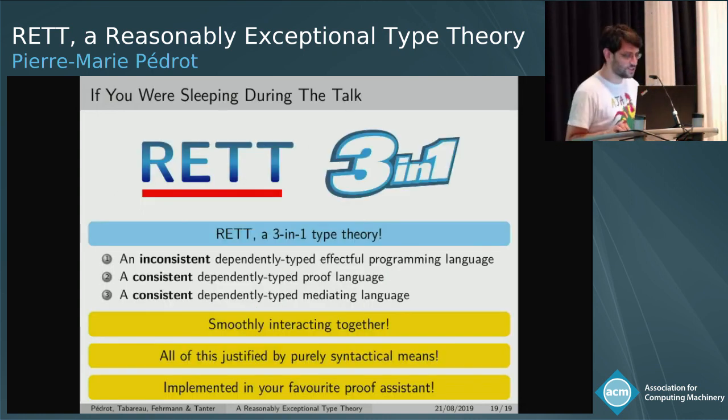All right, so I'm just concluding. We're defining the reasonably exceptional type theory, which is 3 in 1. So you get an inconsistent system that is used for programming, a consistent logic that you can use to reason about those effectful types, and another consistent system that you can use to mediate between both of them. So everything interacts together very smoothly. This is compiled away to normal type theory, and this is also implemented in your favorite proof assistant, which is undoubtedly Coq. Thanks a lot.